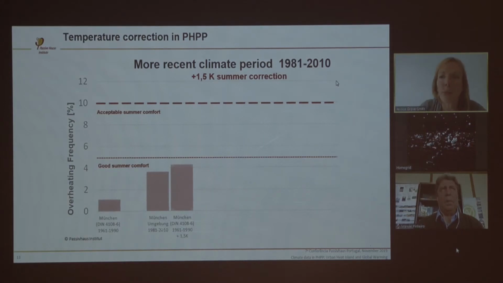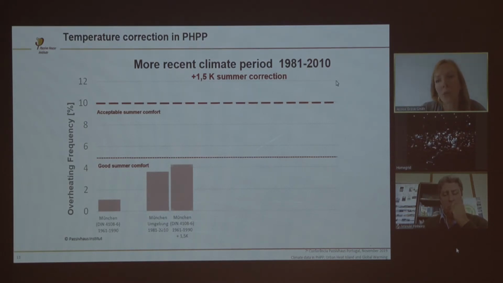So here is an example of the results that we tested using this approach. This is the example of the city of Munich in Germany. On the left-hand side, we see the overheating frequency from the PHPP for an example building. The first bar for Munich is based on historical data from 1961 to 1990, which is actually the official reference period for climate in Germany at the moment. The building was modeled with a very low overheating frequency of only 1%, so absolutely fine, we can go ahead.